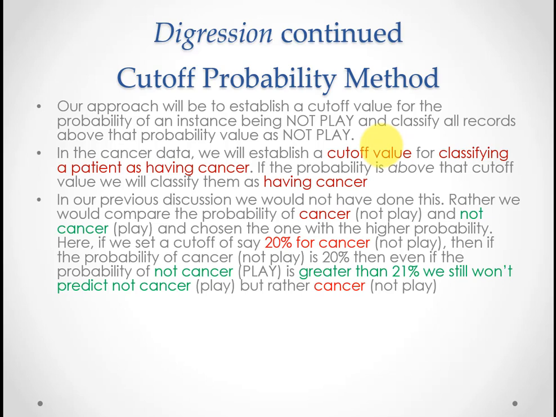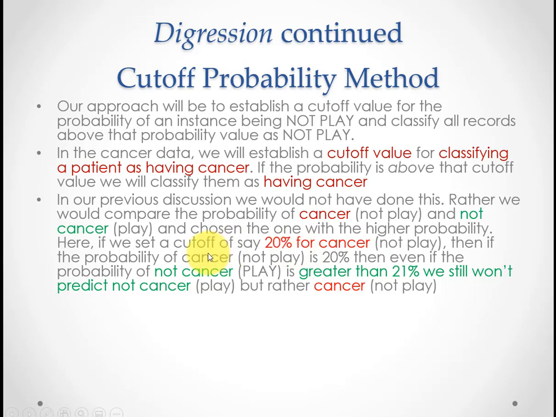So in our previous discussion, we wouldn't have done this. Rather, we would compare the probability of cancer and not cancer, or not play and play, and choose the one with the higher probability. So we'd have two values for the class variable. They have cancer or they don't. And if the test said that there was a higher probability that they had cancer, then we would say that they have cancer.